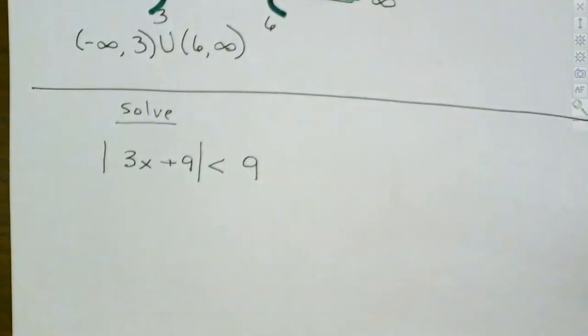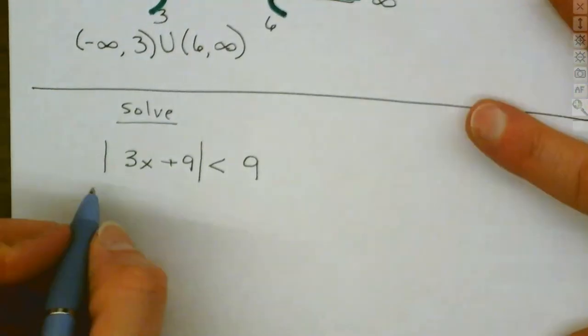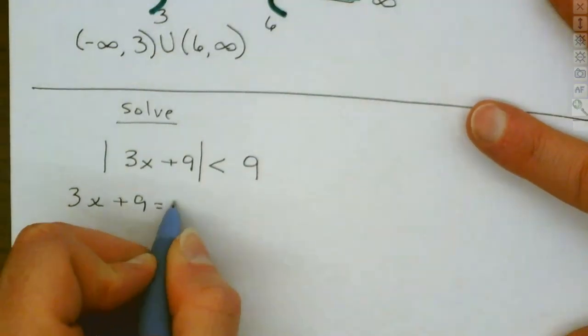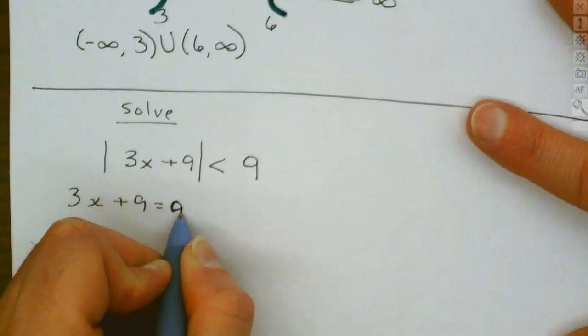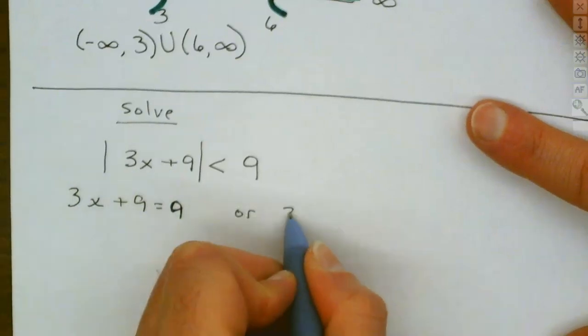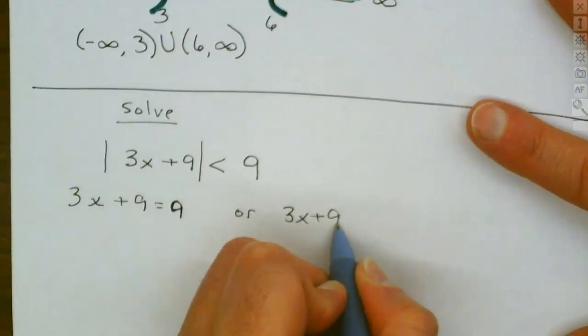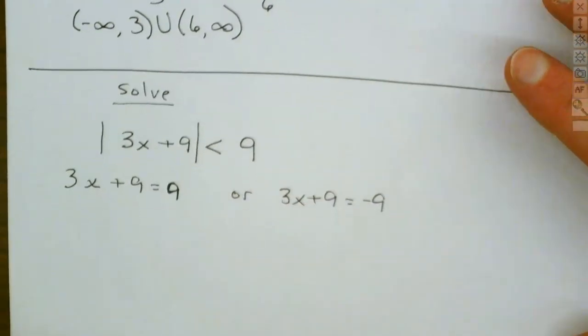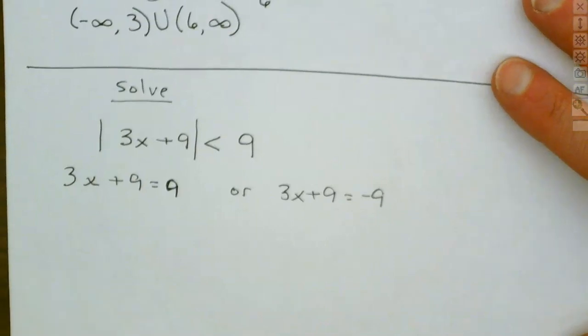Okay, so we have to first find the 2 numbers. They're called critical points. That's a technical term. A lot of times they say find the 2 numbers because they go on the number line. So what are my 2 equations going to look like? Well, they're going to look like 3x plus 9 equals 9. So that's one of them. Or 3x plus 9 equals a negative 9. And now we just finish it.